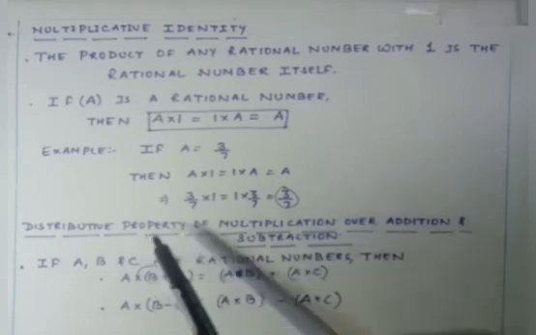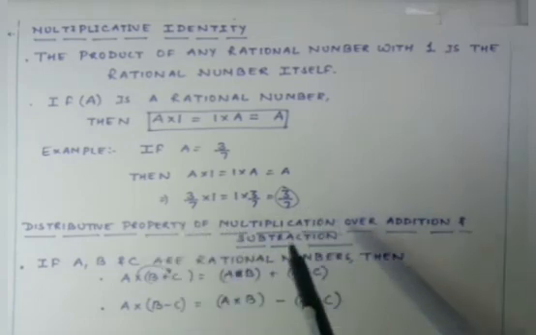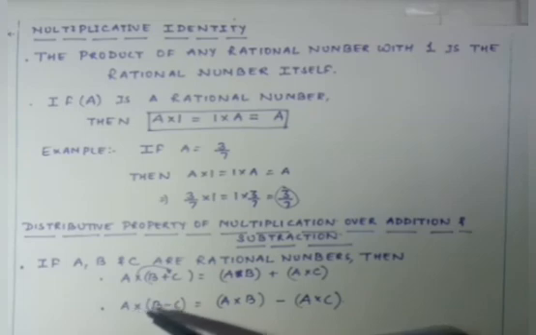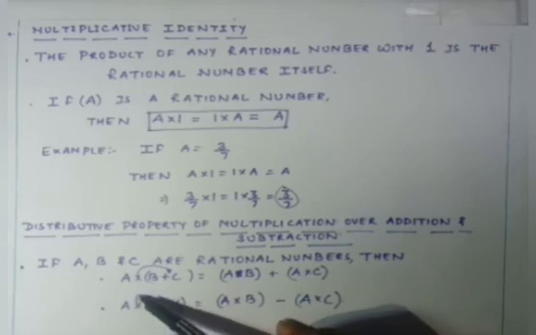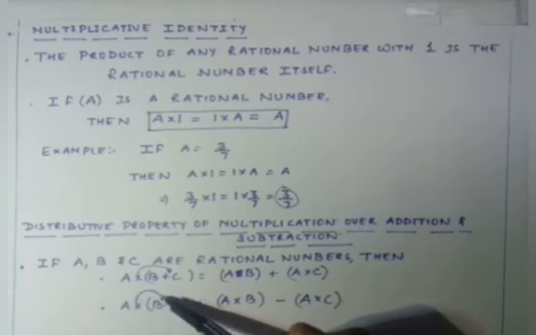Let us see distributive property of multiplication over subtraction. a into (b minus c) in one bracket is equal to (a into b) in one bracket minus (a into c). It is called distributive property of multiplication over subtraction.